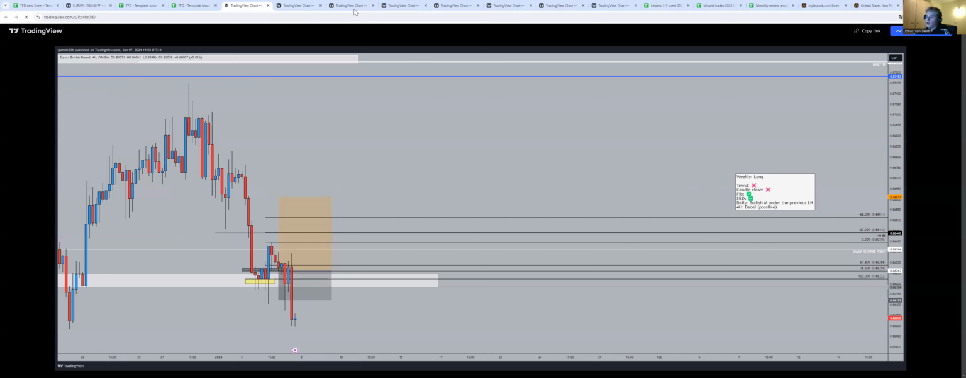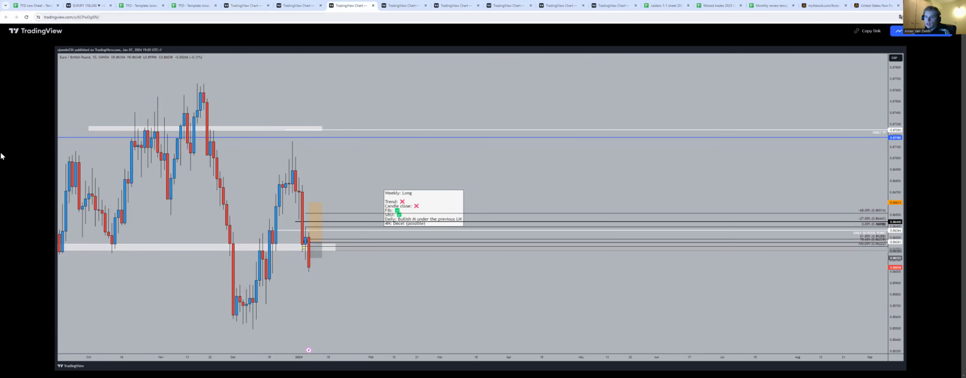So if I go over the daily, what can you see on the daily? The daily for me was bearish because you had here your low, your high, your new low. So the daily was bearish. This is actually also a weekly, your weekly fib or weekly trend.